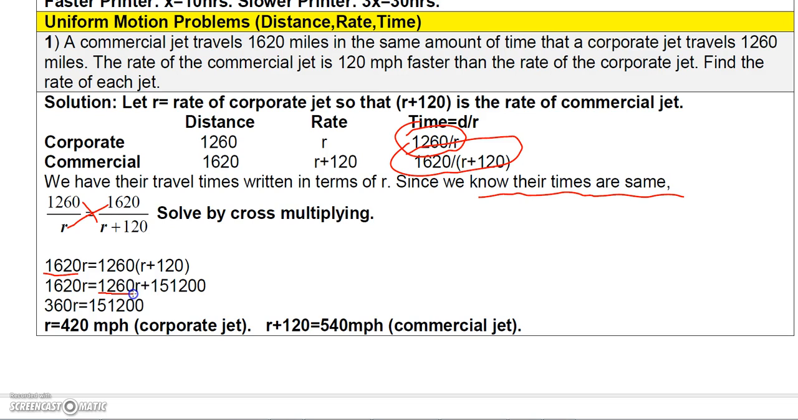Okay, then I subtracted this. If you subtract 1,260R from both sides, if you take 1,620R and subtract 1,260R, you get 360R equals 151,200. And then if you'll just divide 360 into both sides, on the left you'll just get R, and on the right you'll get 420. So R is the rate of the corporate jet, so it's actually going to travel at a rate of 420 miles per hour. And then remember, R plus 120 is the rate of the commercial jet, and it's going to travel at a rate of 420 plus 120, which is 540 miles per hour. So there's the solution to this problem.